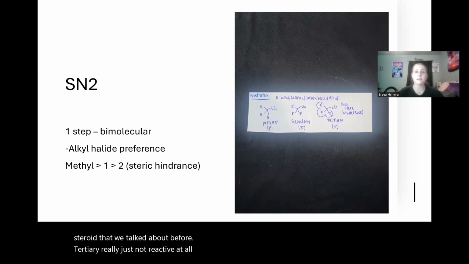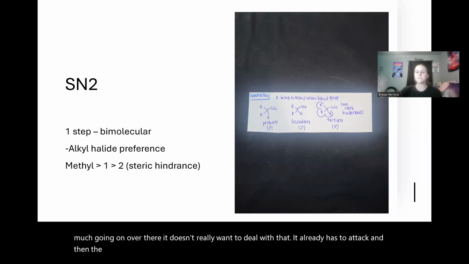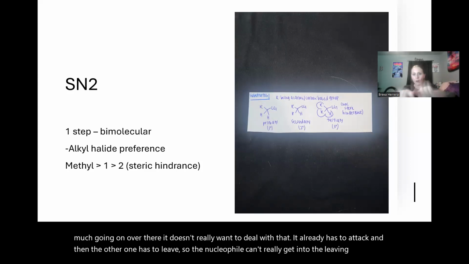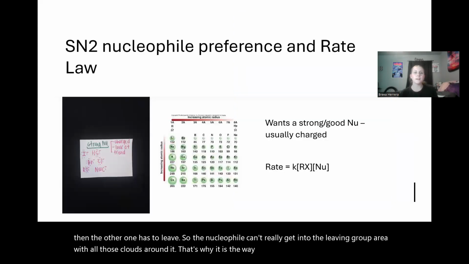Primary is better because of steric hindrance. So there's so much going on over there. It doesn't really want to deal with that. It already has to attack, and then the other one has to leave. So the nucleophile can't really get into the leaving group area with all of those clouds around it. That's why it is the way it is.